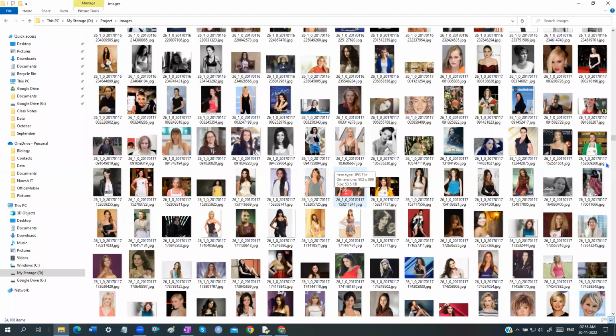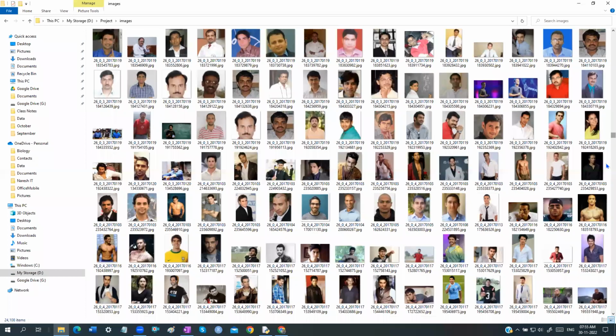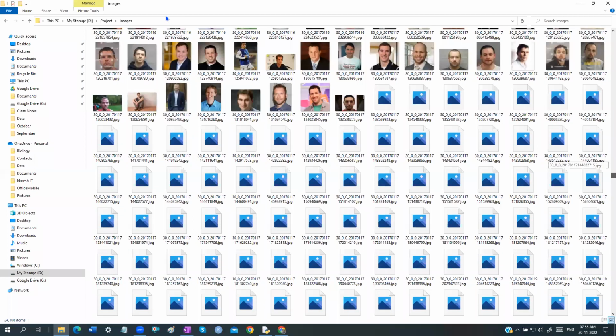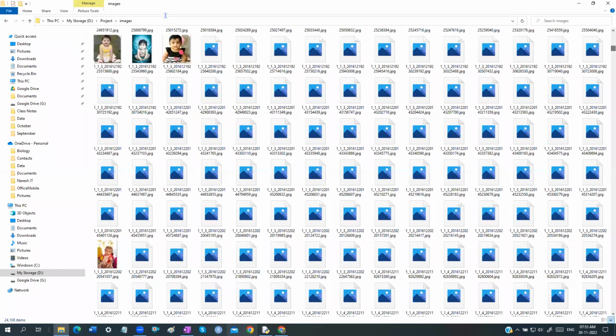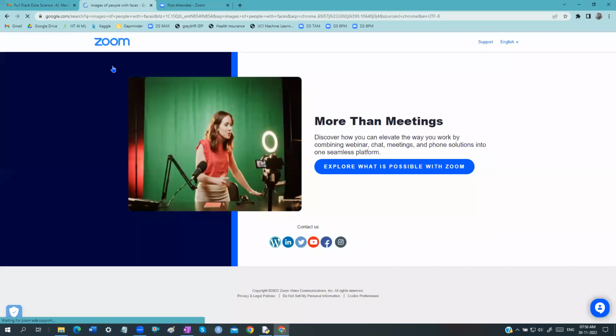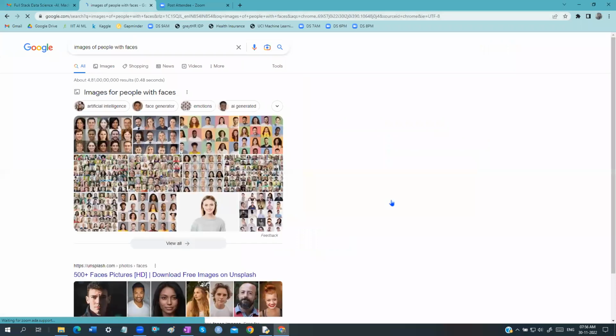It's not that only Indian images were collected. There are normal common people, as well as some celebrities. In Google we can select a lot of images. Otherwise, what I will do is go to Google and type something like images of people with faces, guys. I want only images of people with faces. Once you go to images, we can collect millions of images.